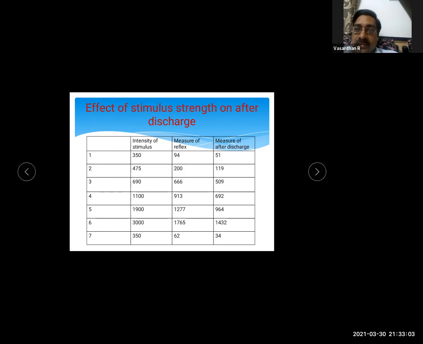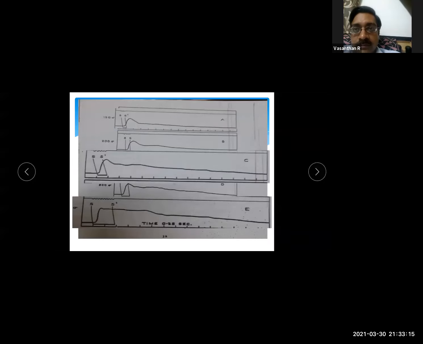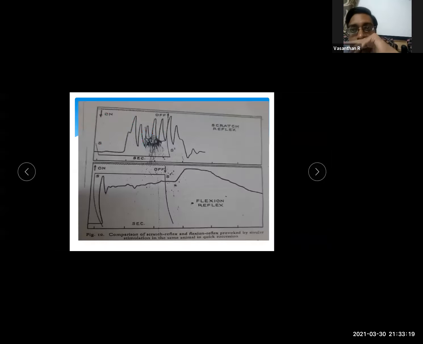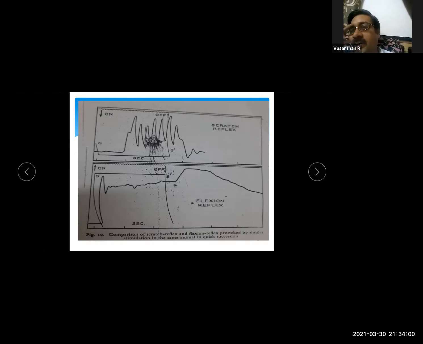Bask, can you just go on to that picture of scratch and flexion reflex and the stimulus intensities over there? Is there any other information about this stimulus intensity difference between scratch and flexion reflex, Pascal? Have you incorporated any data on this? No, sir, not one. You have not looked into it. Okay, fine. Right. So that normally happens in an experiment.